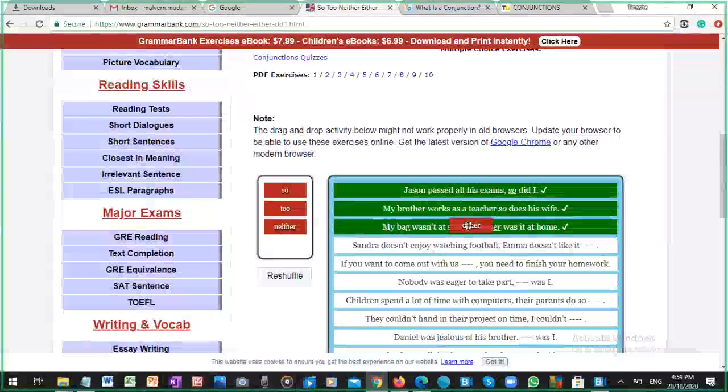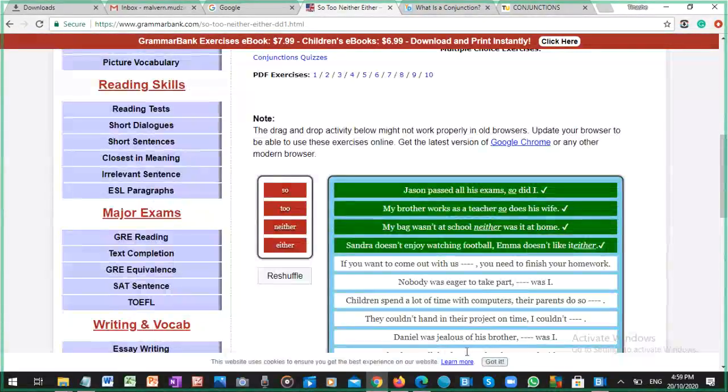This one is either, because we have something which is not being enjoyed. It's there. When it's not there, if the bag is not at school, then it's also neither at home. That makes sense. Here we have football, but Sandra doesn't like football, but football is there. So Emma also doesn't like football. So it's Emma doesn't like it either. Does that make sense? Okay. All right.